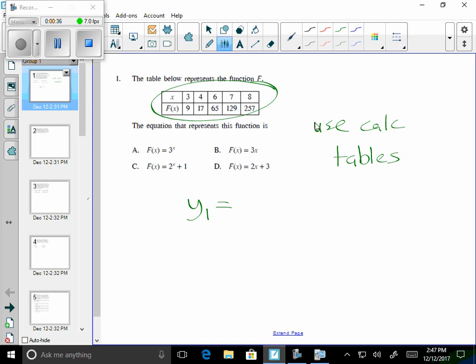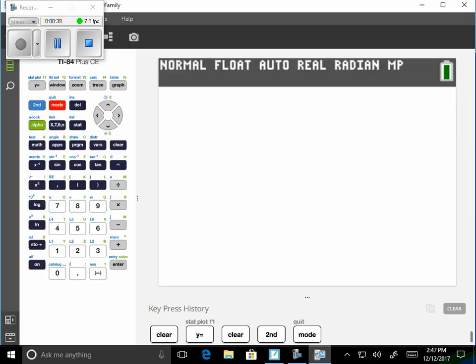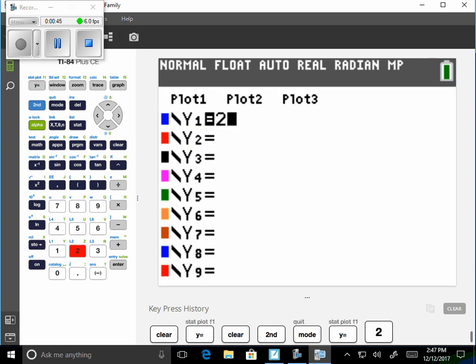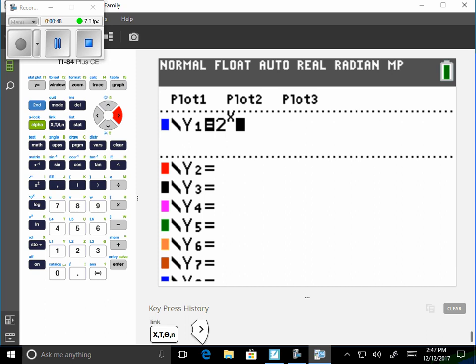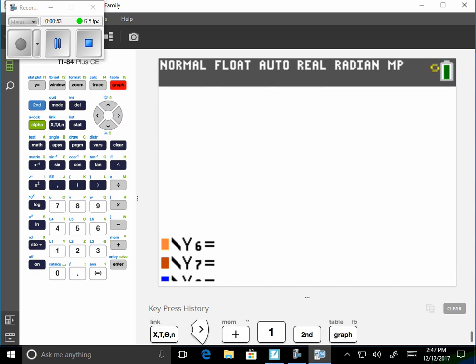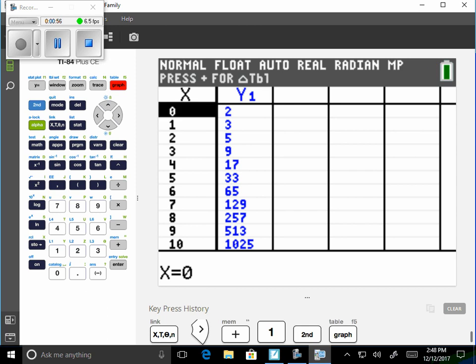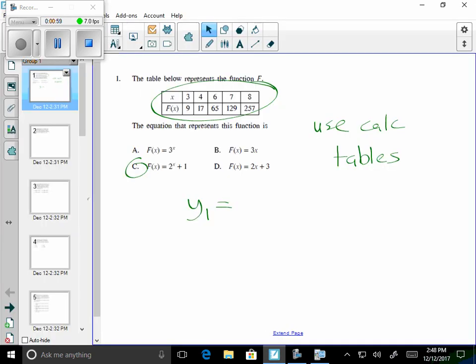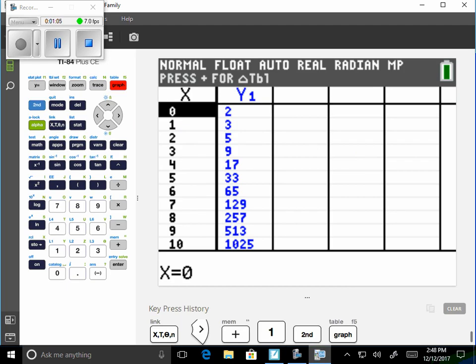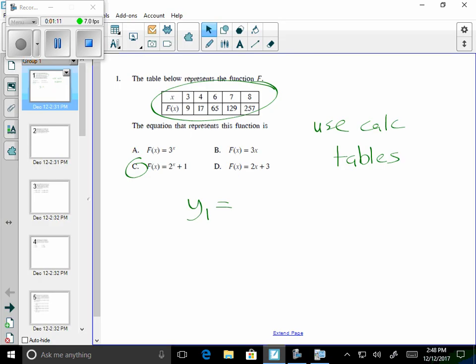If you look at choice C, 2 to the x plus 1, that's going to look like this. Y equals 2 to the x. Then we want to make sure we get out of our exponent, and then plus 1. Now your graph's not going to be overly helpful here, so you want to make sure you go to your table. Some of our key points for our table were we need 3, 9, 4, 17, 6, 65, and so on. Basically it just becomes a matching game as we go through the process. So the answer to number 1 is going to be C, using our calculator tables.